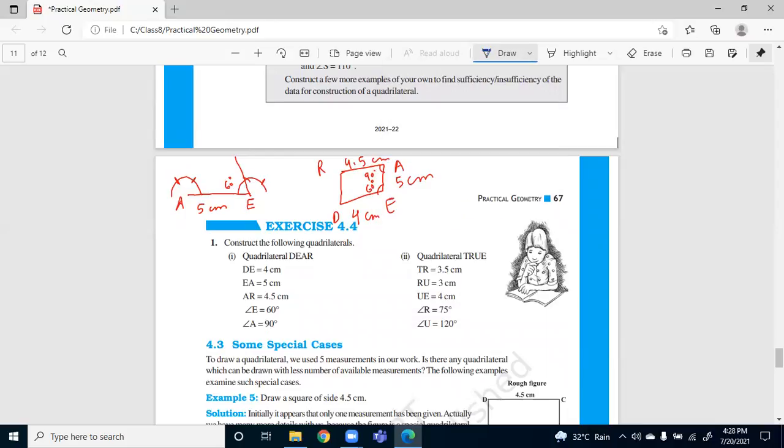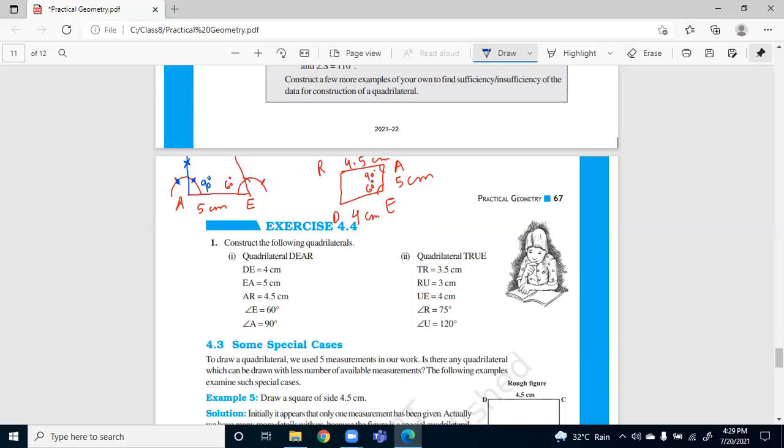So I will be putting the needle at this 60 degree and this 120 degree. I will take more than half of this distance and make an arc. Similarly, with the same more than half radius, I will cut this previous arc. So I will be getting 90 degree. So I got A as 90 degree. I have drawn it and E as 60 degree. So I am done now.